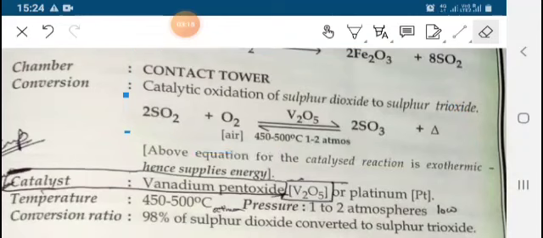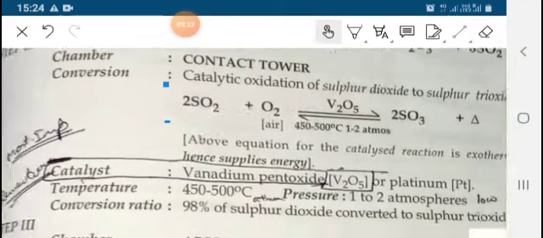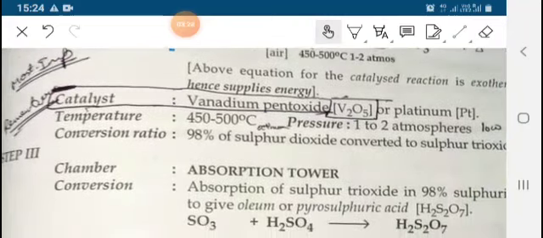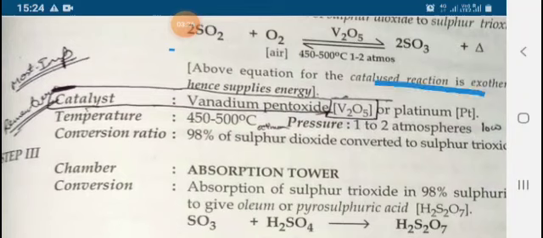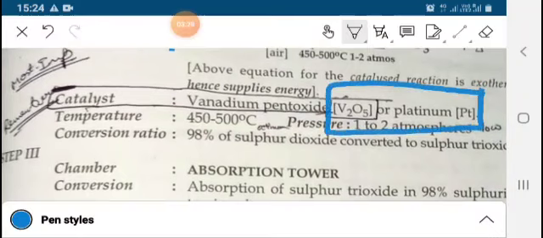Temperature and pressure are maintained. The catalyst used is V2O5 or platinum. This is the most important question. In the board, it has been asked several times, which is the catalyst used in the contact process. The answer is vanadium pentaoxide, that is V2O5 or platinum.